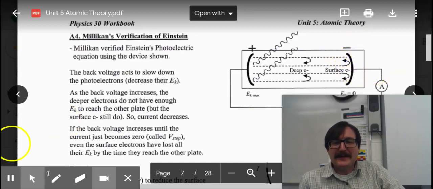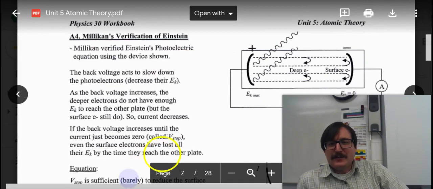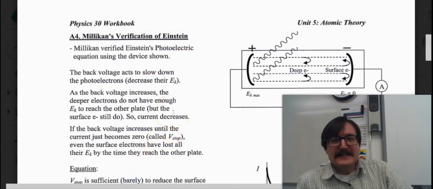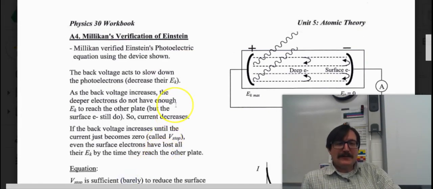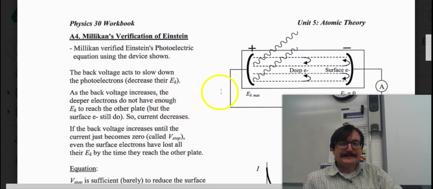All right, we're moving right along. We're on page 101, and we've got Millikan's verification of Einstein. We're still working with the photoelectric effect. There's one more set of questions coming up after these notes.